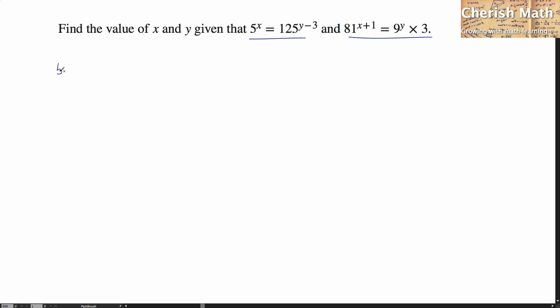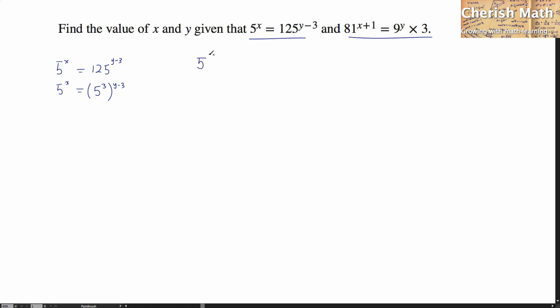Now, 5 to the power of x is equal to 125 to the power of y minus 3. We have to change the value of 125 to 5 to the power of 3. 5 to the power of 3 is in fact the same as 125. On top of that, we have another power, which is y minus 3. We are going to use this rule.